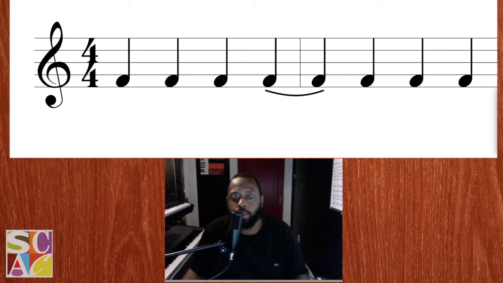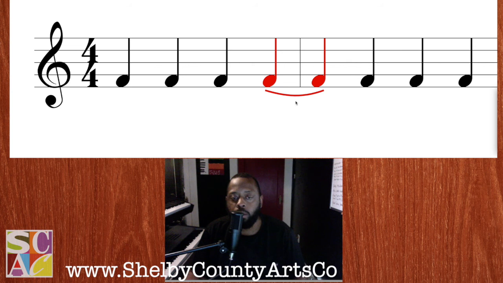If you've noticed, like I said, the fourth beat and the first beat are connected. So once again, it's counted 1, 2, 3, 4, 1, 2, 3, and 4. And that is the description of the dot and the tie.